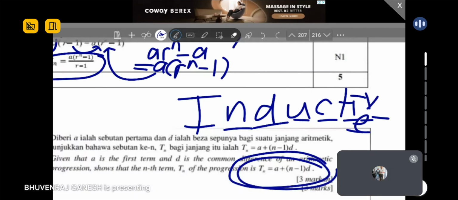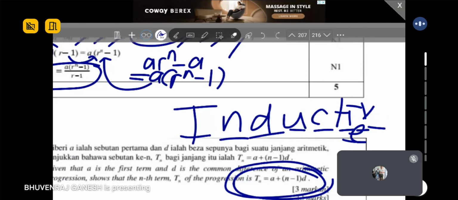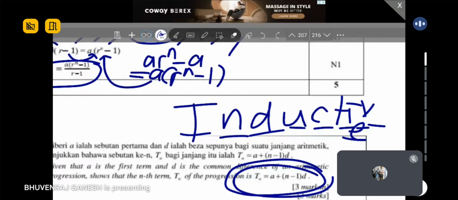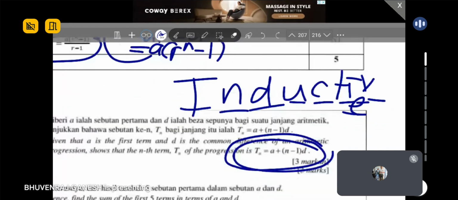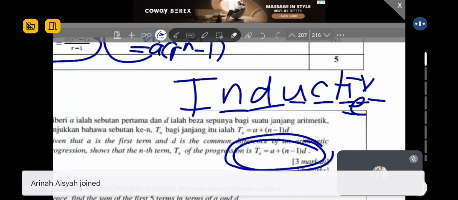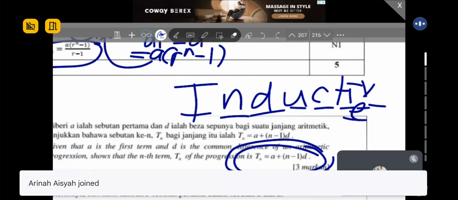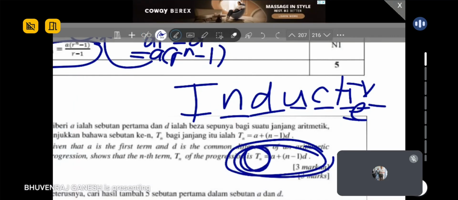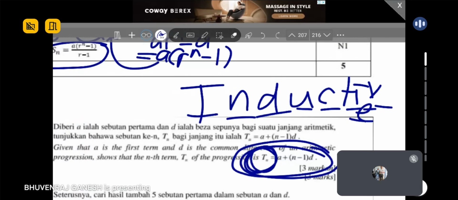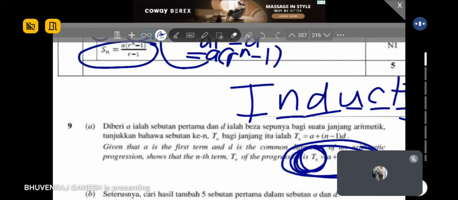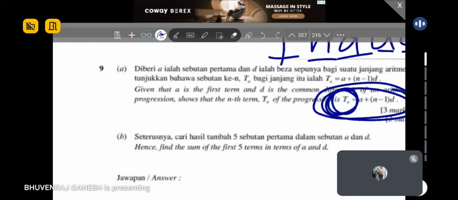Guys, just now you remember for geometry Tn inductive, right? Betul kan? Geometry Tn inductive. So, arithmetic Tn logically should be inductive also because we are talking about Tn. Am I right? Sebutan ke n. So remember, guys, geometry atau arithmetic for Tn formula, think of your inductive conclusion. Kesimpulan secara induktif. So how? Play with the formula. Okay, main rumus saja.